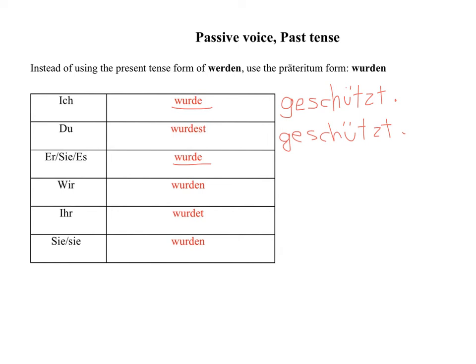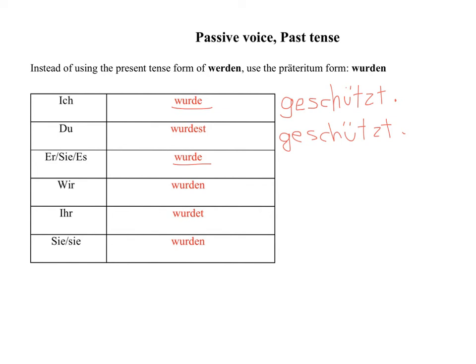He, she, it, er/sie/es wurde geschützt. He, she, it was protected. Plurals, instead of was, they were protected. So wir wurden geschützt, we were protected. Ihr wurdet geschützt, you guys were protected. The sie plural, sie wurden geschützt, they were protected.